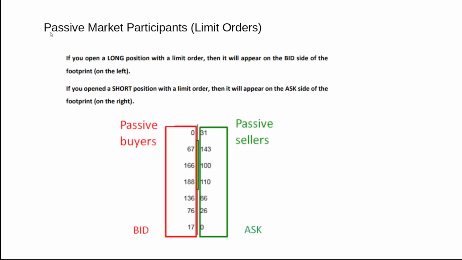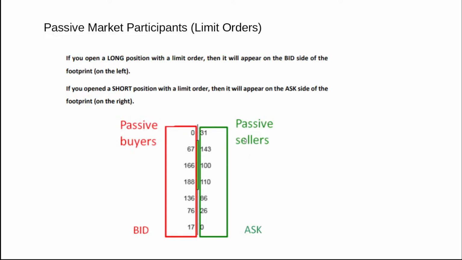Passive market participants. So these are market participants that are waiting for price to come to their level, right? So on the bid, I have my passive buyers. As price comes down, right now there's 67 passive buyers here, 166 passive buyers here, 188. I'm not going to read all of these, but as price comes down to whatever these levels are, these people are going to get filled as price gets there.